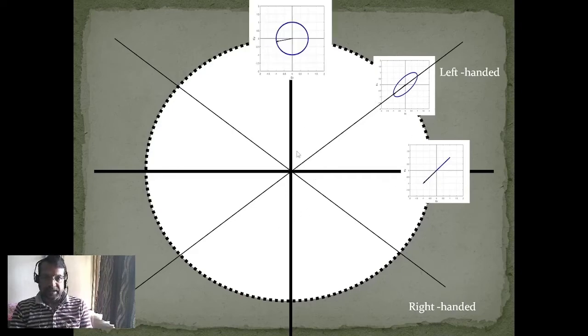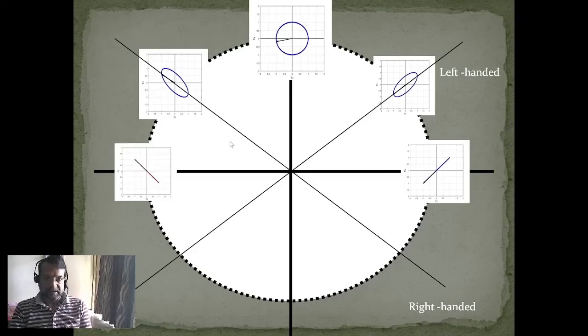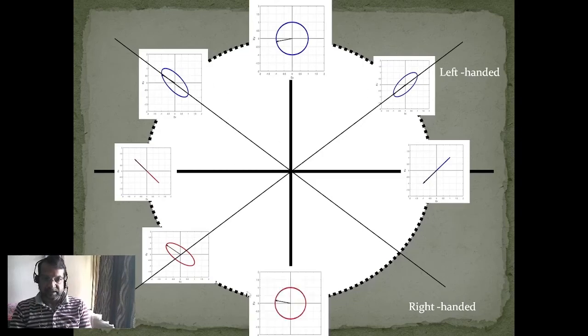If the phase difference is 90, it is circularly polarized light, left-handed. 135, elliptically polarized light making an obtuse angle with x-axis, and at 180 it becomes again linearly polarized light making 135 degrees with x-axis. So for all these angles from 0 to pi it is left-handed, and from pi to 2 pi the shape of the polarization is same with their corresponding angles. This is same as this, this is same as this, and this is same as this, except for the sense of rotation. So here the blue means left-handed and red means right-handed.